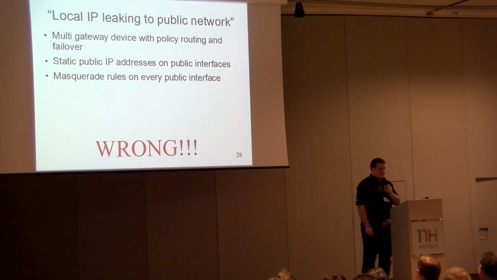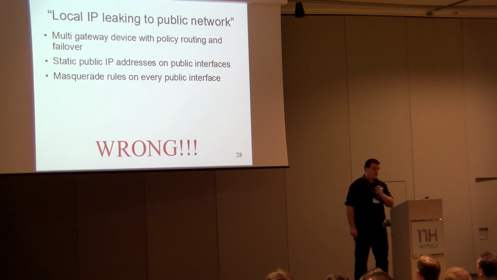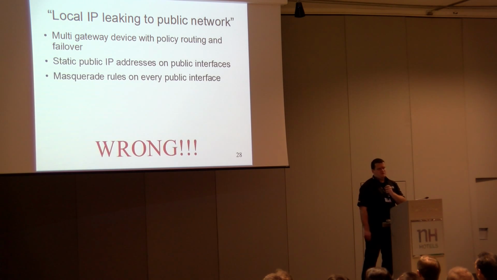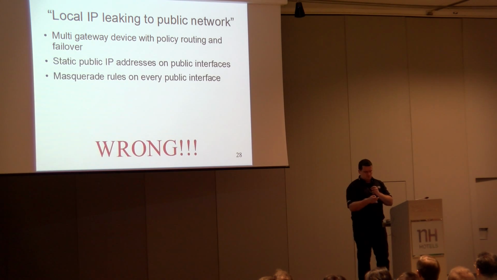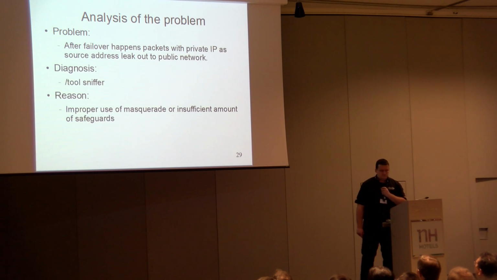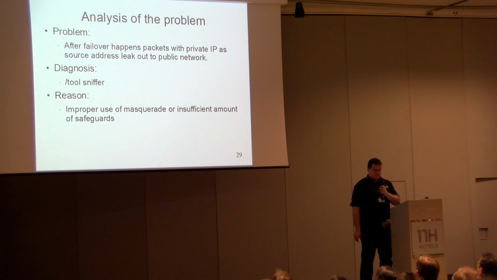I have a multi-gateway device, so you have load balancing. We have, again, static IP addresses on public interfaces. Again, we use Masquerade. But we don't have PPPoE, so the previous problem doesn't apply, no? Well, there you're wrong. When failover happens, packets from private IPs get out through the public interface. You can actually diagnose that with the tool Sniffer. And the reason, again, is improper use of Masquerade and an insufficient amount of safeguards.